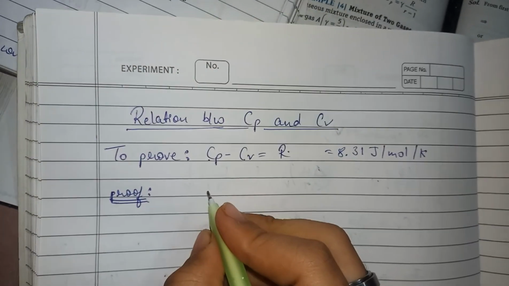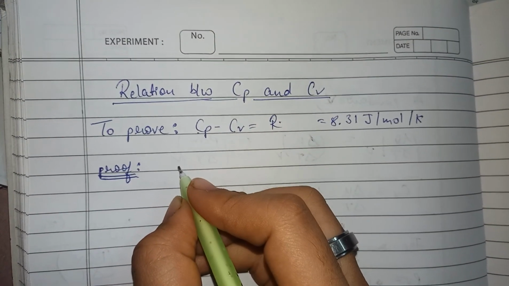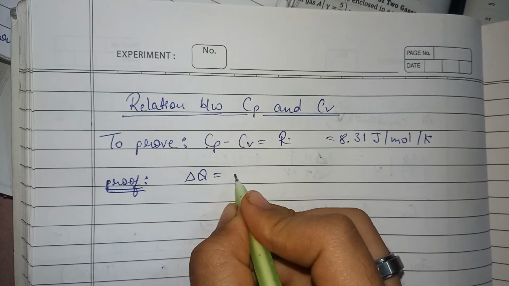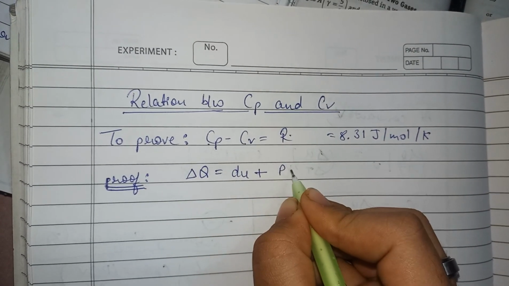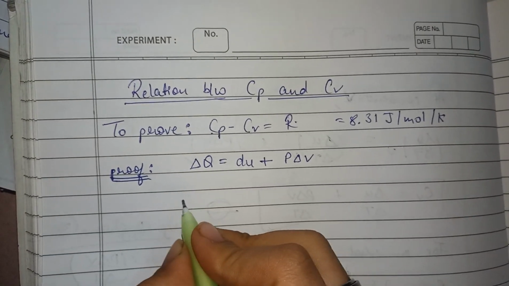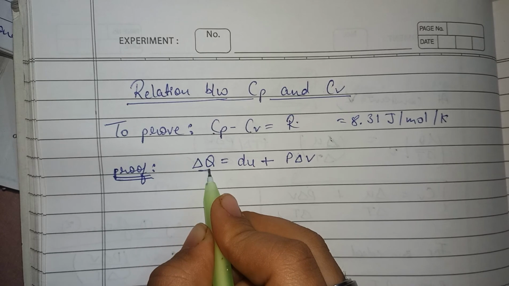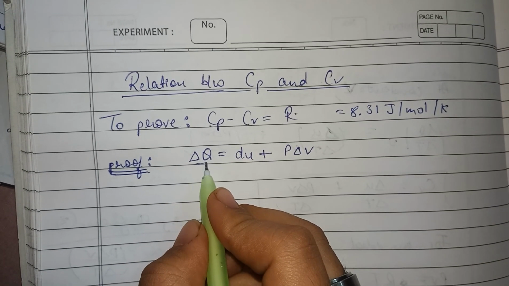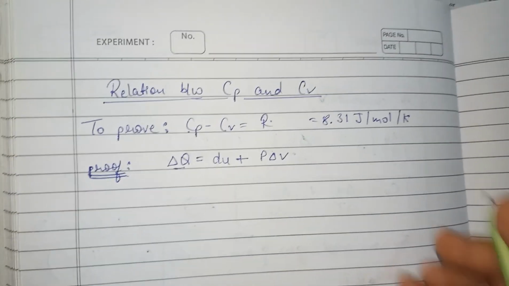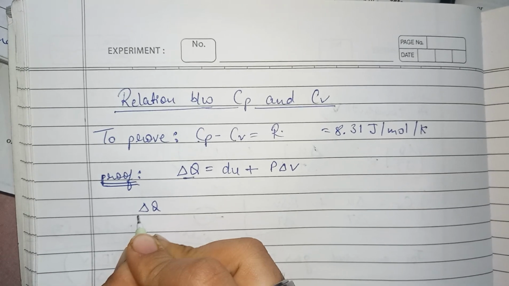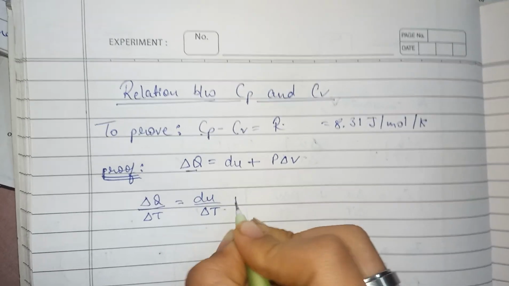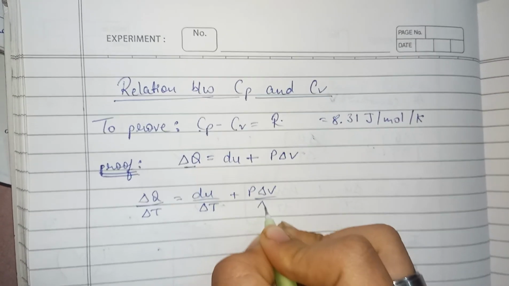So we will start off by taking the first law of thermodynamics, which is delta Q is equal to dU plus P delta V. Now, this is the energy supplied to the system. So, the amount of heat changes with respect to time. So, delta Q upon delta T is equal to dU upon delta T plus P delta V upon delta T.